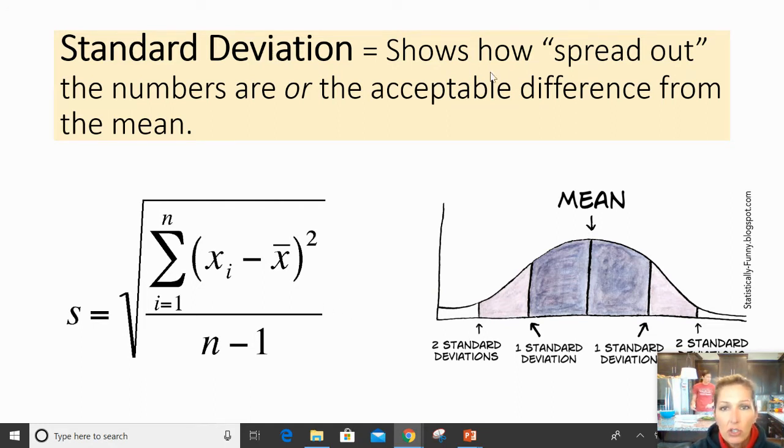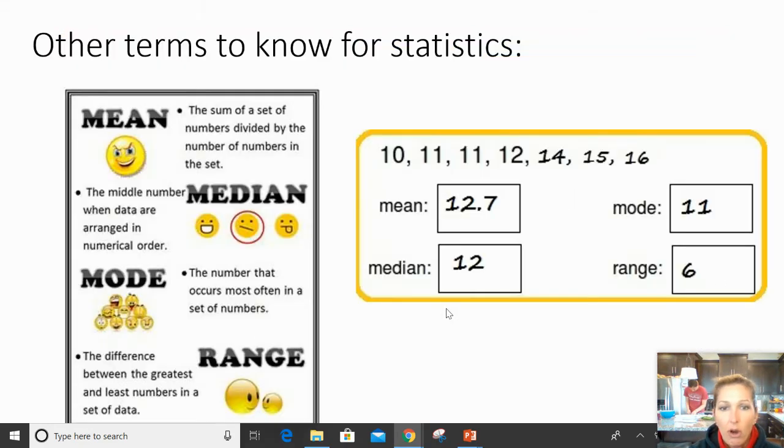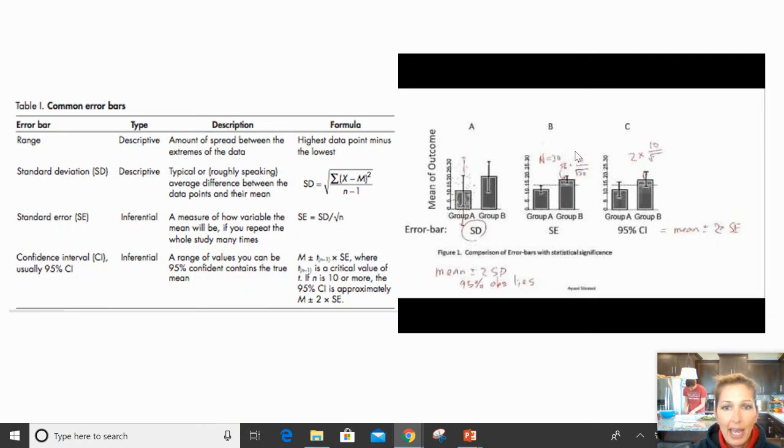But what standard deviation shows is how spread out the numbers are, or just this acceptable difference from the mean. So all of this is actually just helping us to understand mean, median, mode, range. Those are all defined for you on your equation sheet too. But it's recognizing that when we have sets of data, we have to make sure we understand where the error is that that data represents. And that's what all this statistical analysis is for.